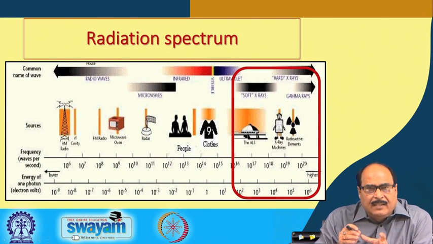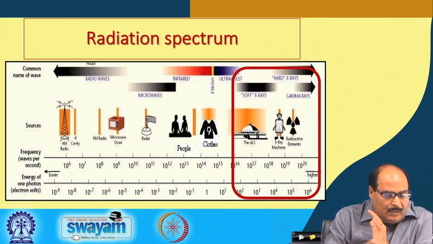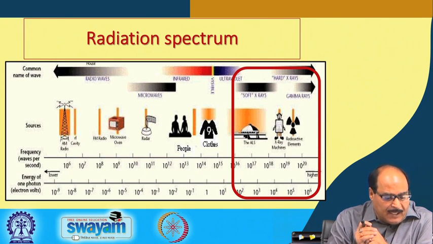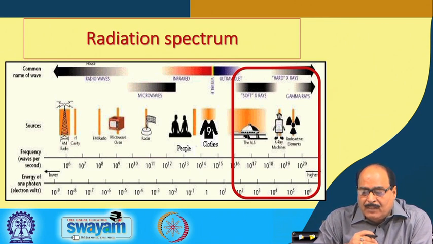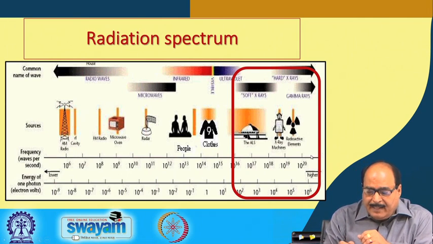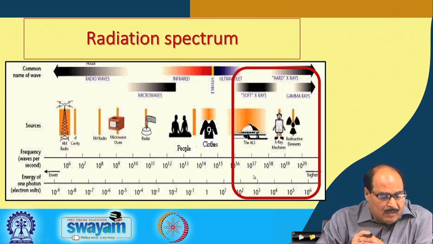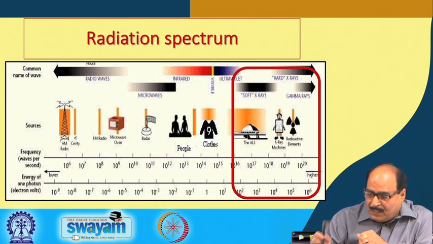In this slide, you can see the radiation spectrum, which is normally used in regard to the frequency of the waves per second or energy of one photon. The radiations which are used for food processing, like X-rays, gamma rays etc., are normally towards the higher side, that is having 10 to the power 16 and more waves per second frequency.